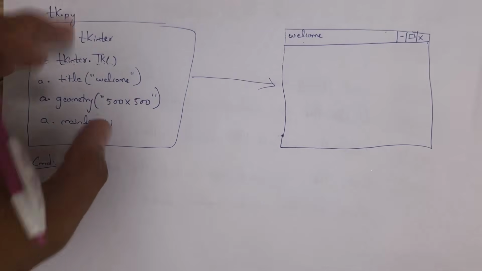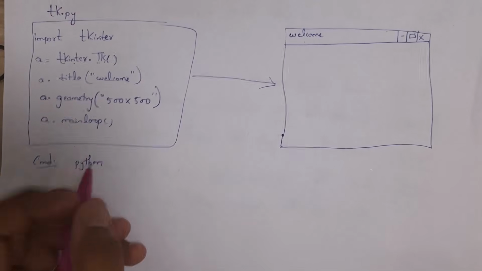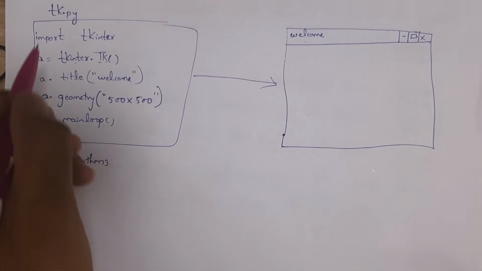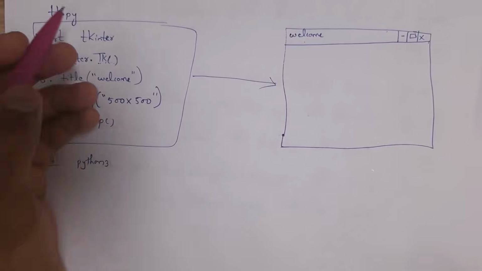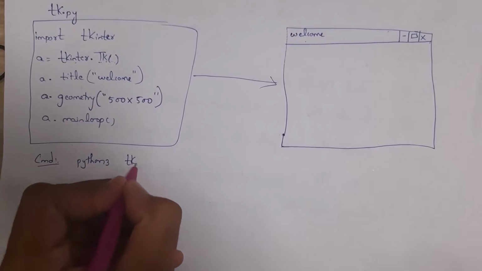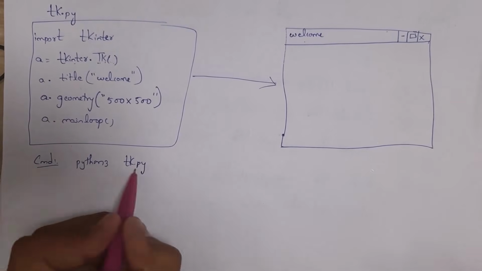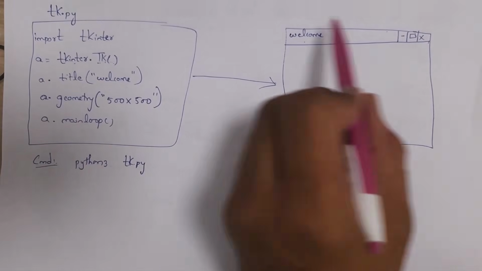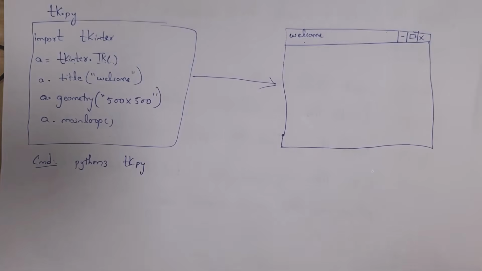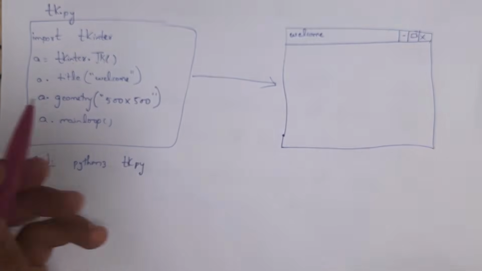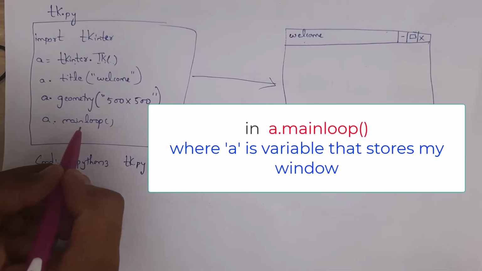In order to execute this code, just open command prompt and type python 3 space your file name. My file name is tk.py. So just write here tk.py. Whenever you write this command and click enter, you will get output. It will display this welcome screen. How it will display this welcome screen? Because at last I written here a dot main loop.